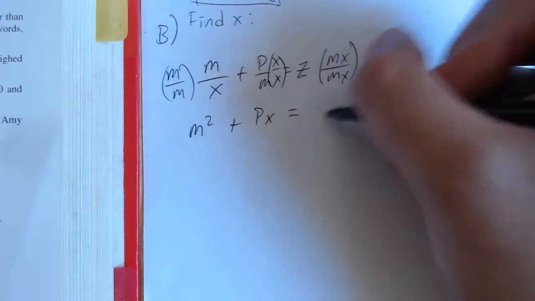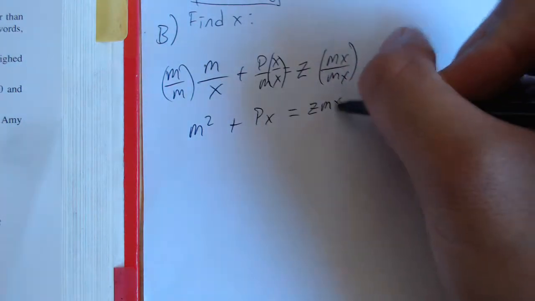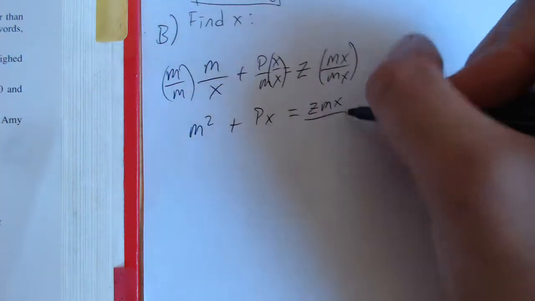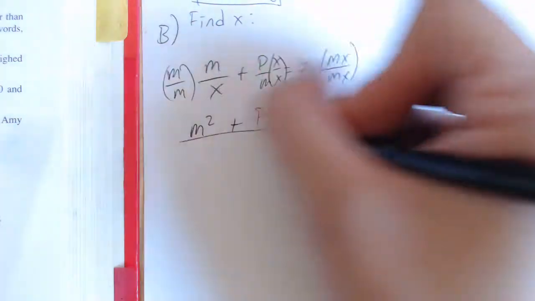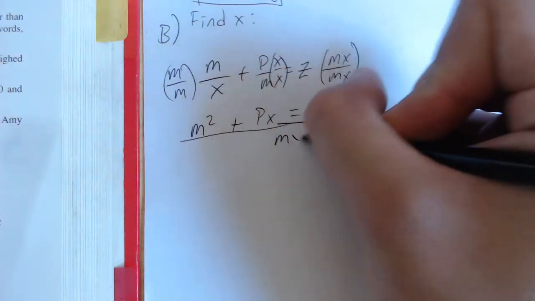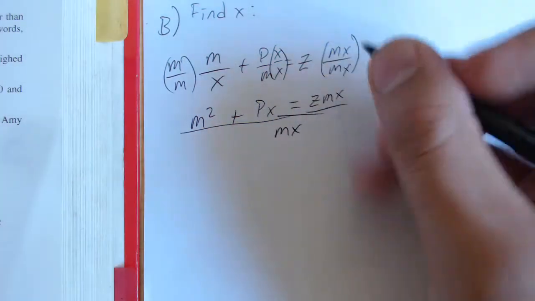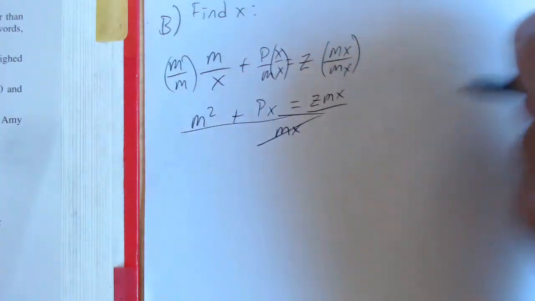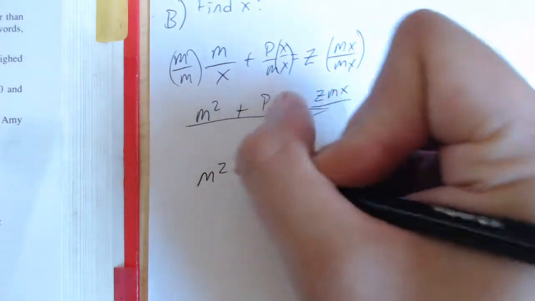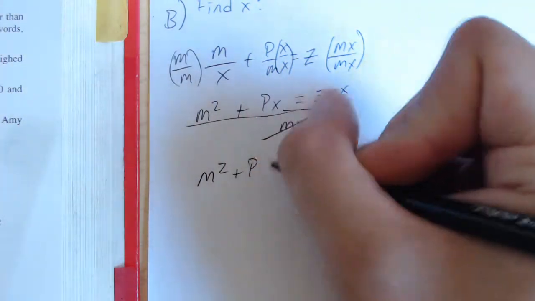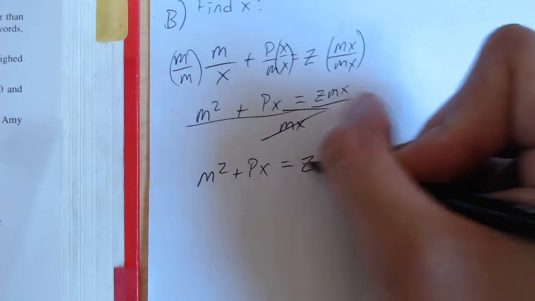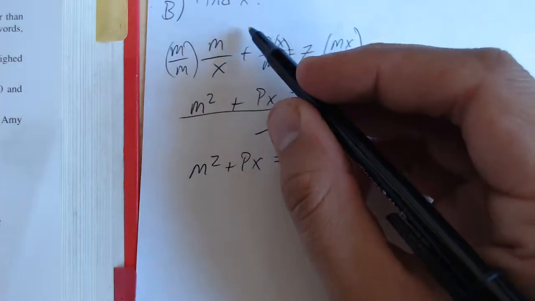So what this does is it gives us m squared plus px equals zmx, and all of that is over mx. And if you remember, once we do the common denominator for the whole equation, we can just get rid of the denominator and deal with the equation in the numerator. So then we get m squared plus px equals zmx. And in this one we're trying to find x.